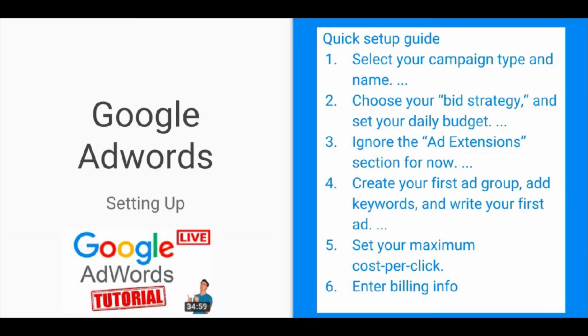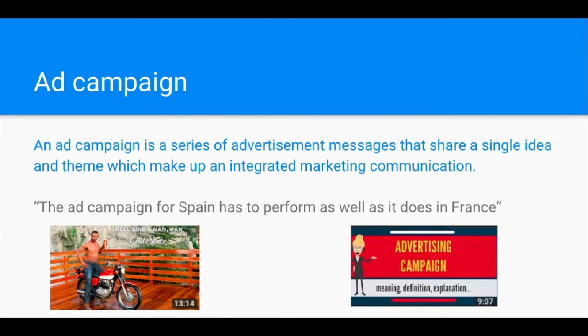Quick setup guide. 1. Select your campaign type and name. 2. Choose your bid strategy and set your daily budget. 3. Ignore the ad extensions section for now. 4. Create your first ad group, add keywords and write your first ad. 5. Set your maximum cost per click. 6. Enter billing info.